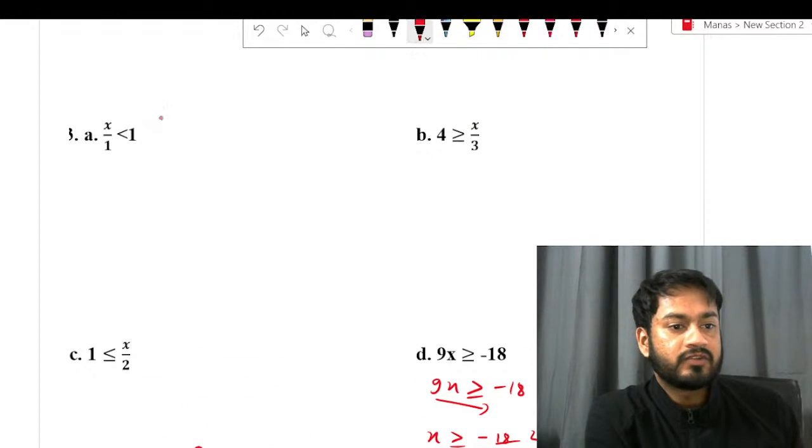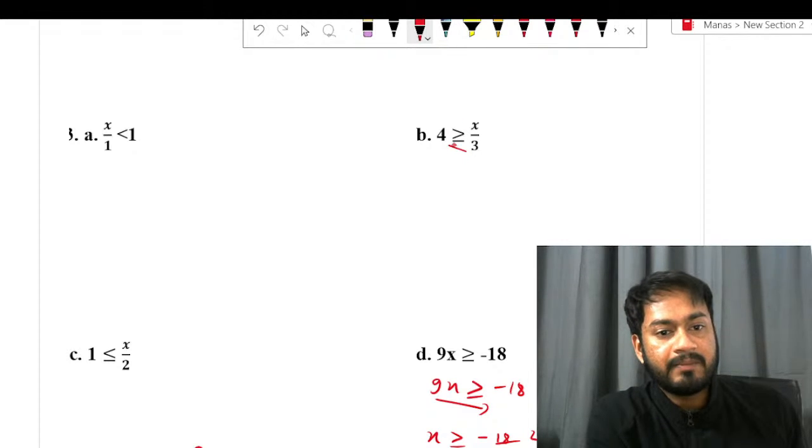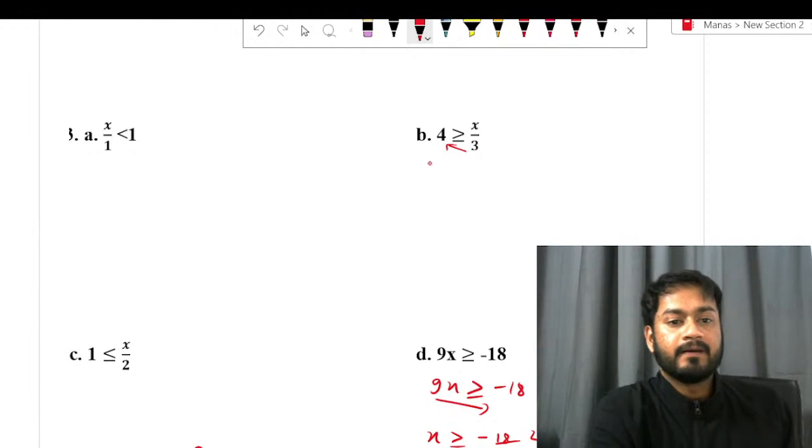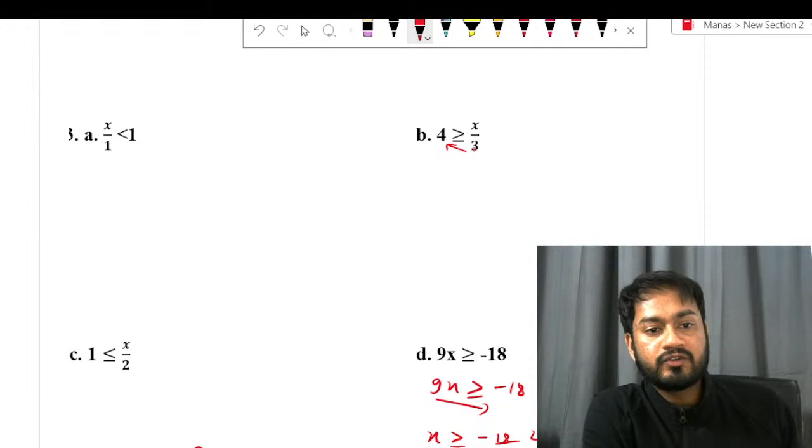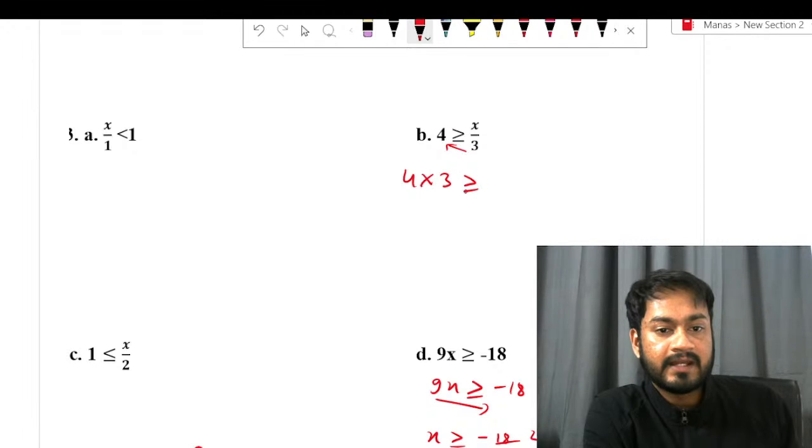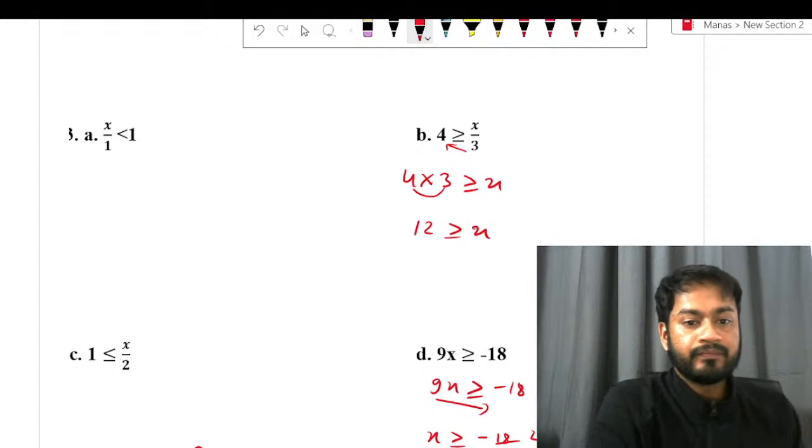Suppose we solve this question, let's solve this question. So in this case, what will happen? 3 is in the denominator, so when we are solving, this 3 will go to the numerator. So 4 multiplied by 3, and that is greater than or equal to x. Okay, so 4 and 3 will be multiplied, so 4 times 3 will be 12, is greater than or equal to x.